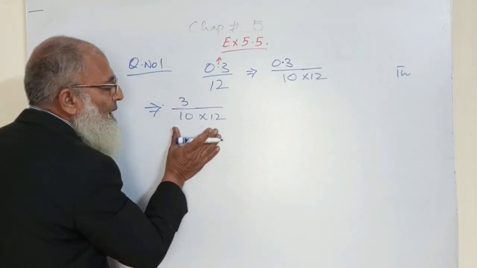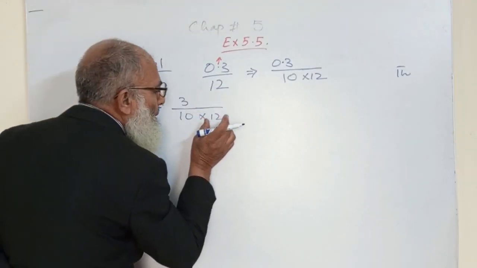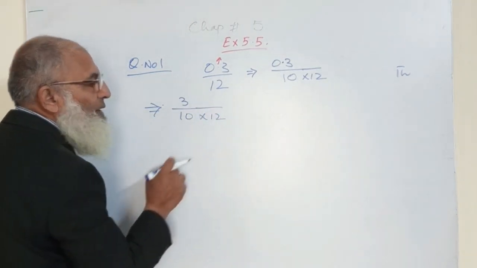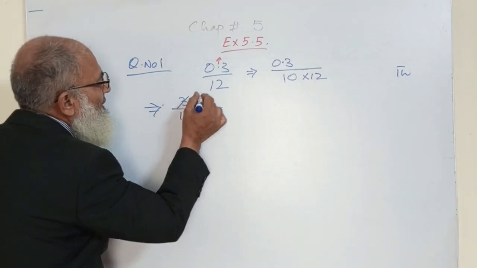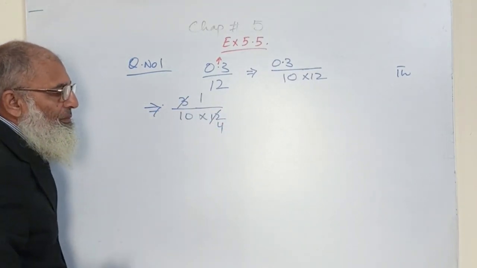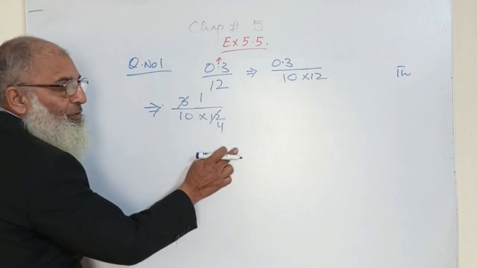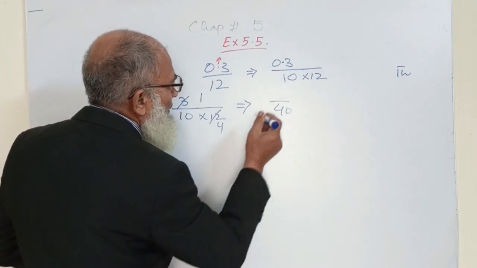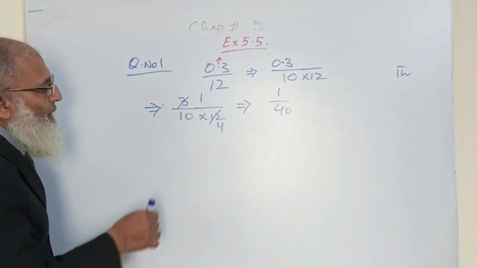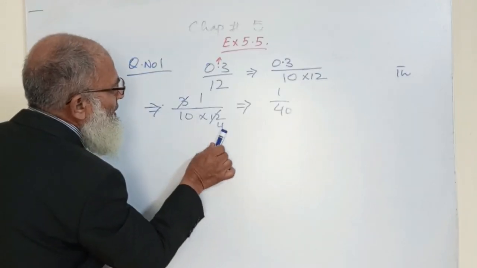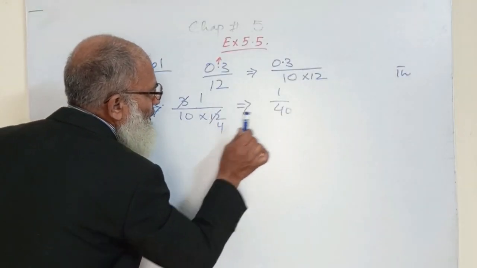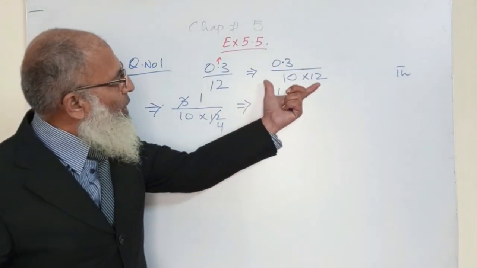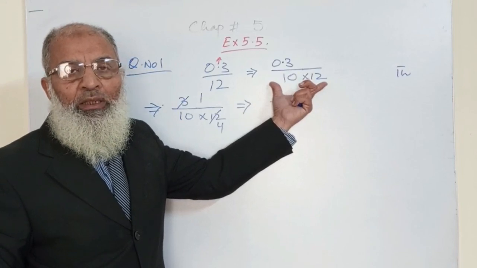Now it is your sweet will that you multiply both or you don't. I will just do 3 1 times, 3 4 times, 3 1 times and 3 4 times. And what will be the answer now? 1 upon 40. 3 1 times, 3 4 times and 10 4 times 40. So 1 upon 40 is your answer. Now you see how easy it was to deal with the decimal.